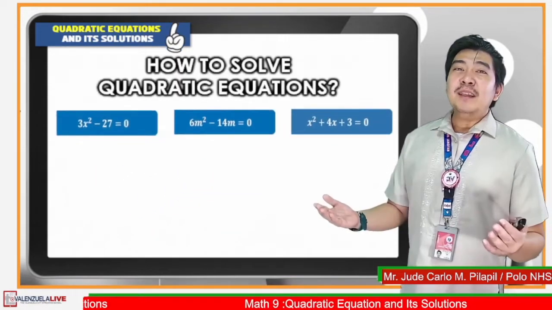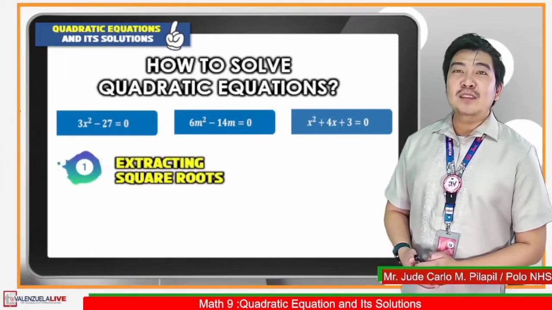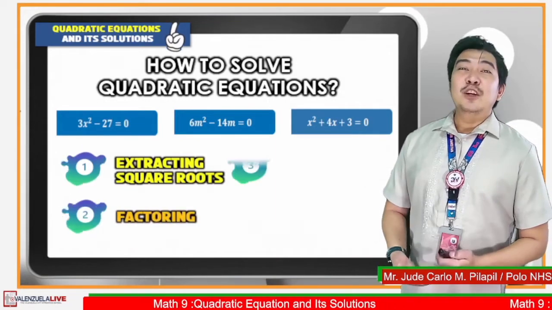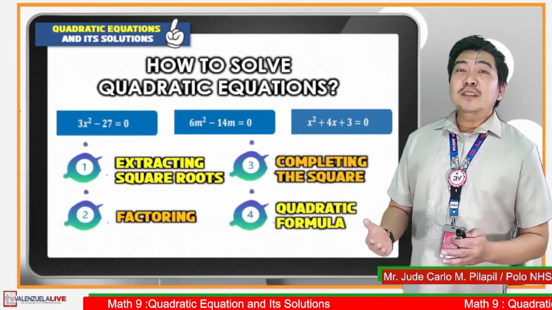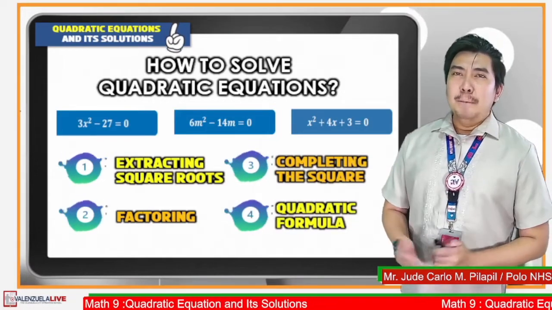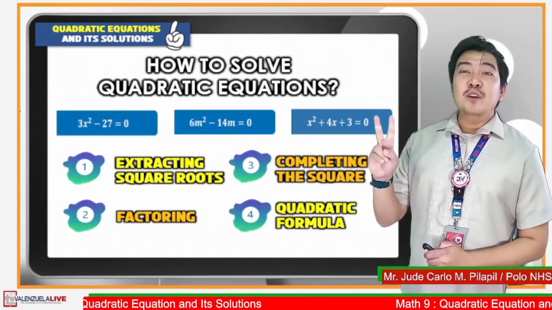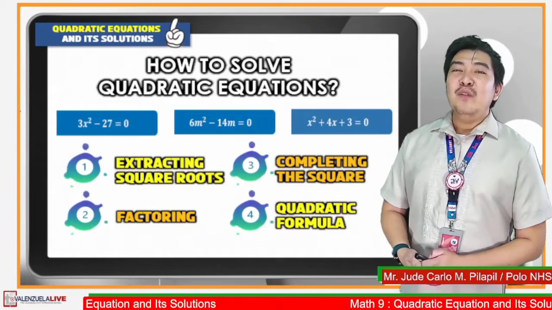There are 4 methods in solving quadratic equations. The first one is by extracting square roots. The second one is by factoring. The third one is by completing the square. And then the last one is using the quadratic formula. But today, we will only be discussing the first 2 methods in solving quadratic equations, namely extracting square roots and factoring.